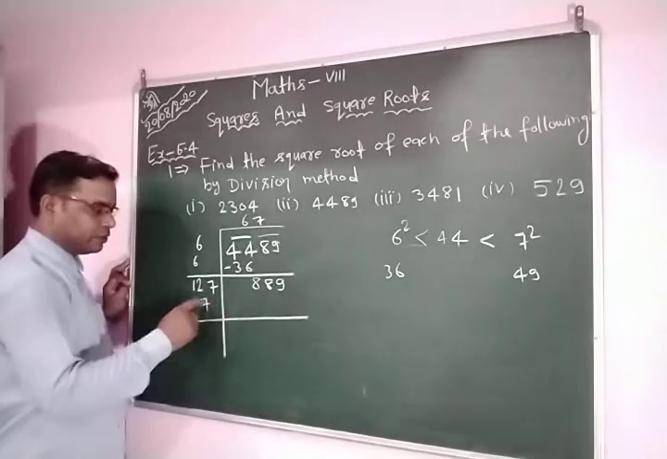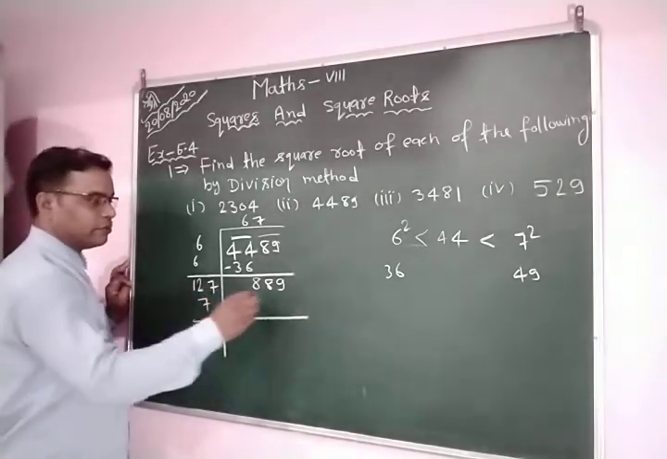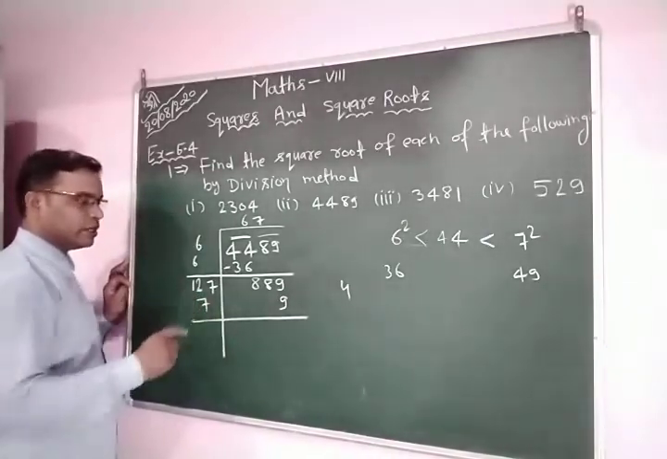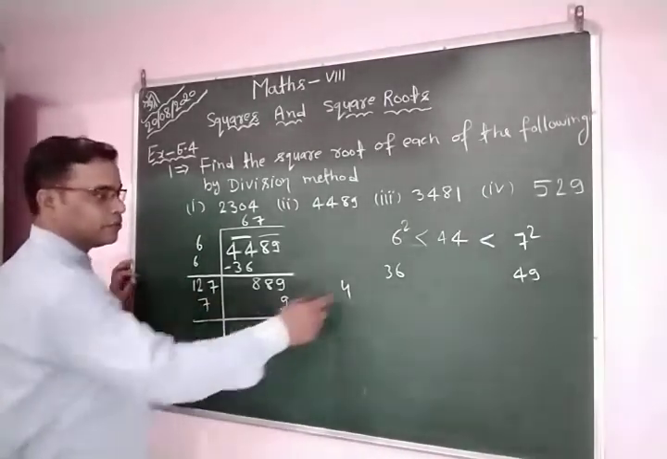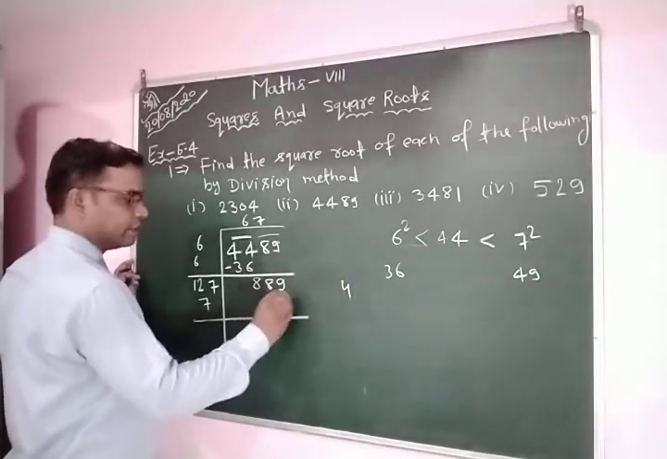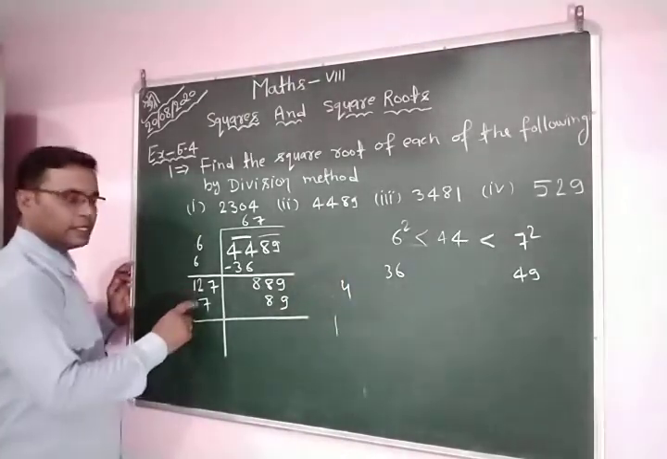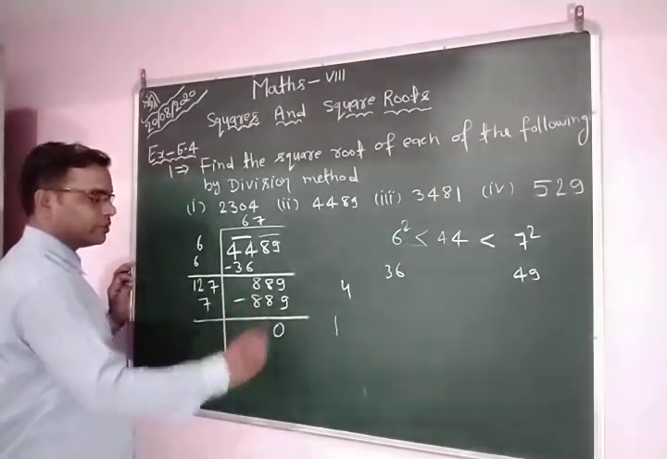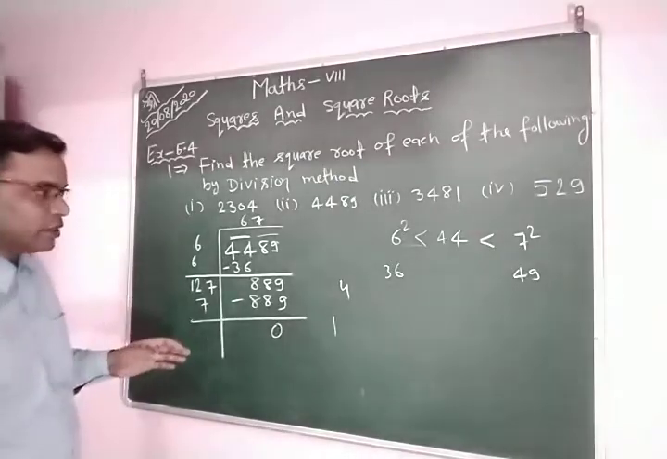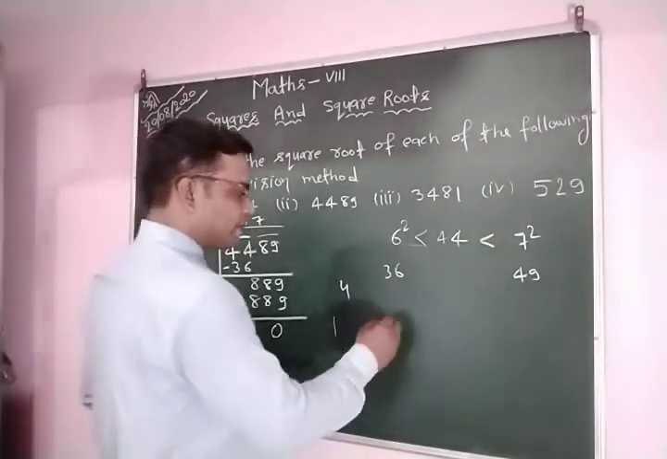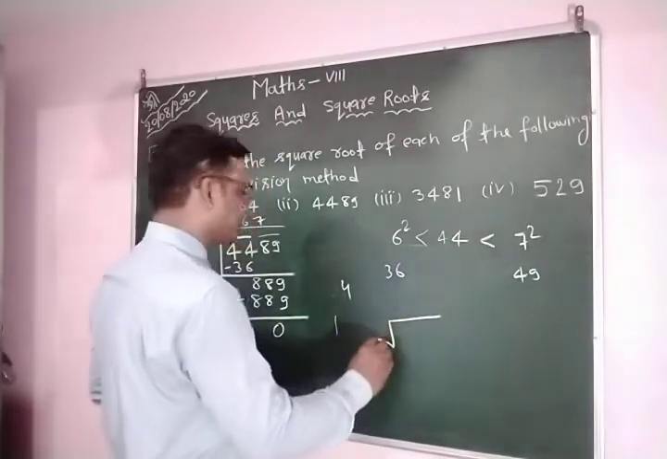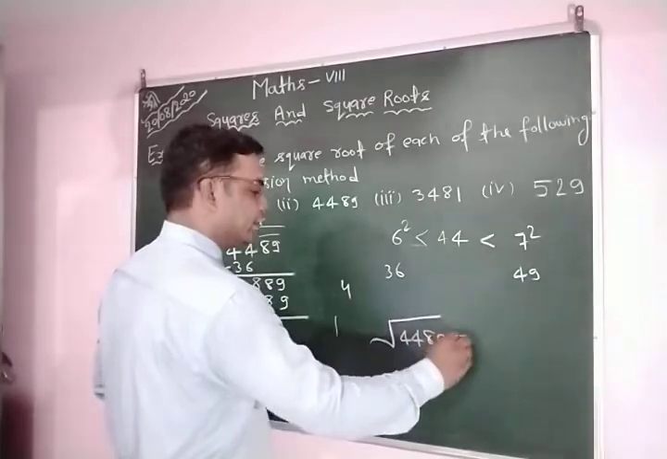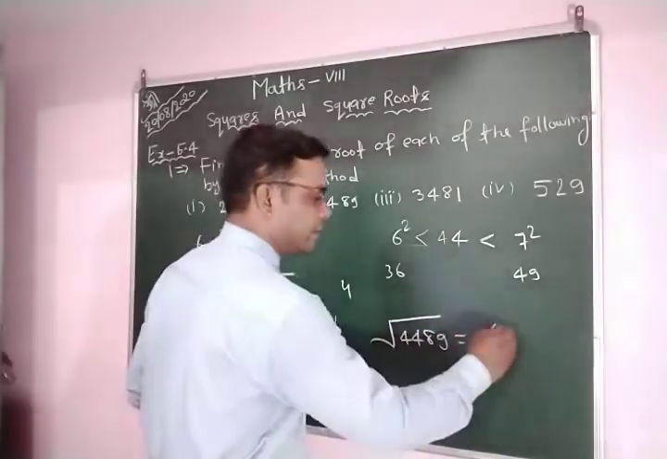Now we multiply this 7 by this number. 7 times 7 is 49, carry 4. Again 7 times 2 is 14, 14 plus 4 is 18, carry 1. Again 7 times 1 is 7, 7 plus 1 is 8. In this way you obtain 0 when you subtract. Then you can say the square root of 4489 is equal to 67.